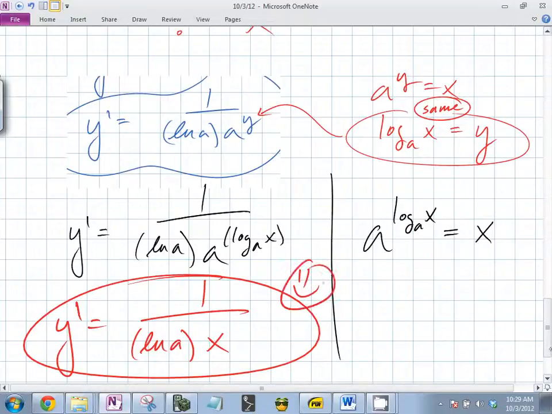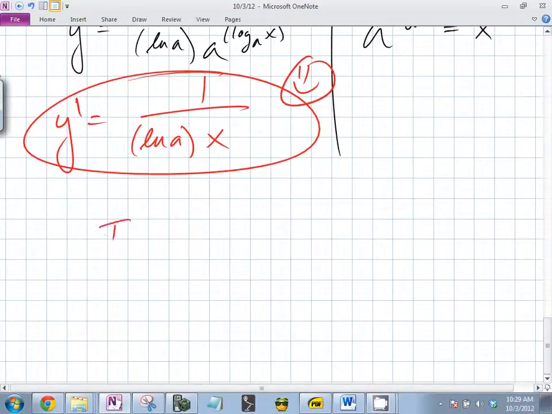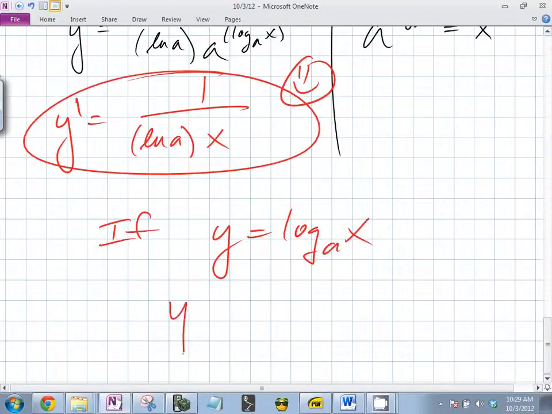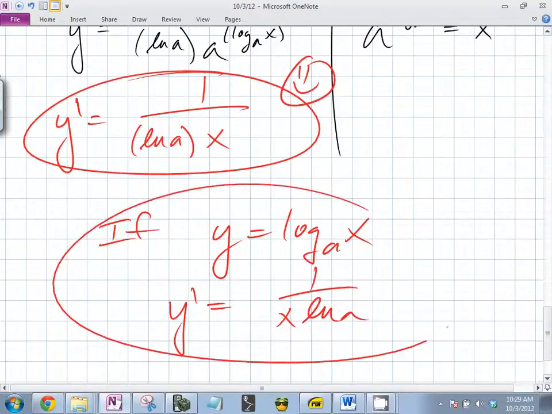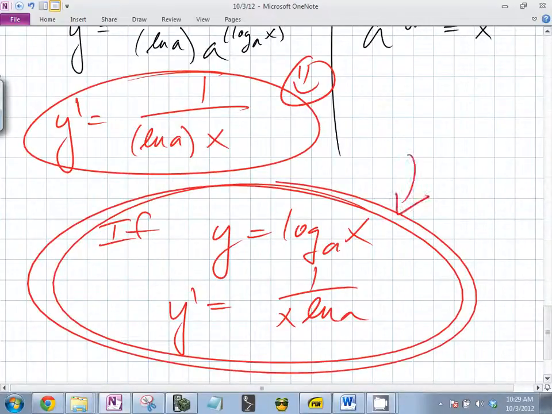Yay! So don't move, kids. So if y equals log base a of x, y prime is equal to 1 over x ln a. That's what we just came up with right here. I will put the homework down at the bottom of this document.